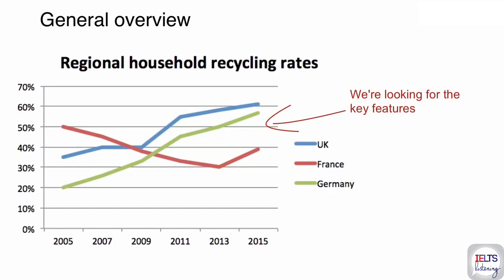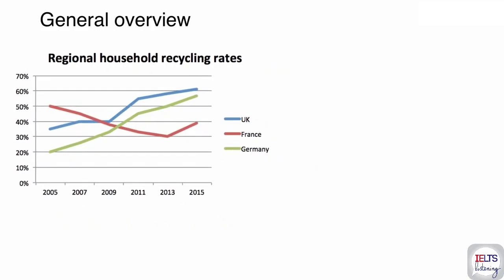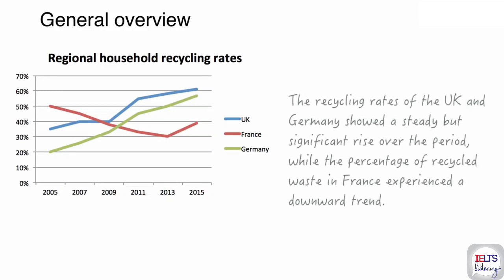So, let's take a look at the key features on our graph. It's easy to note that the UK and Germany's rates went up, while France's rates went down. So that's our two key features. You should normally have from 2 to 4 key features. And here's how I wrote my overview.